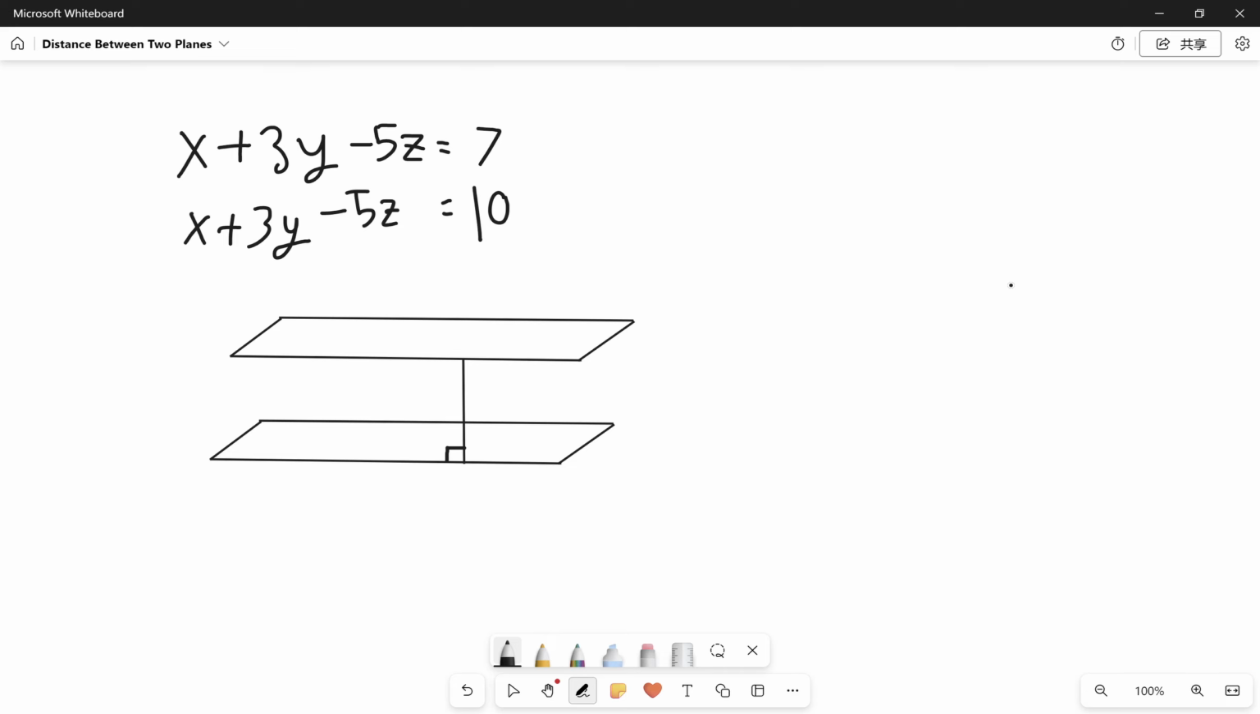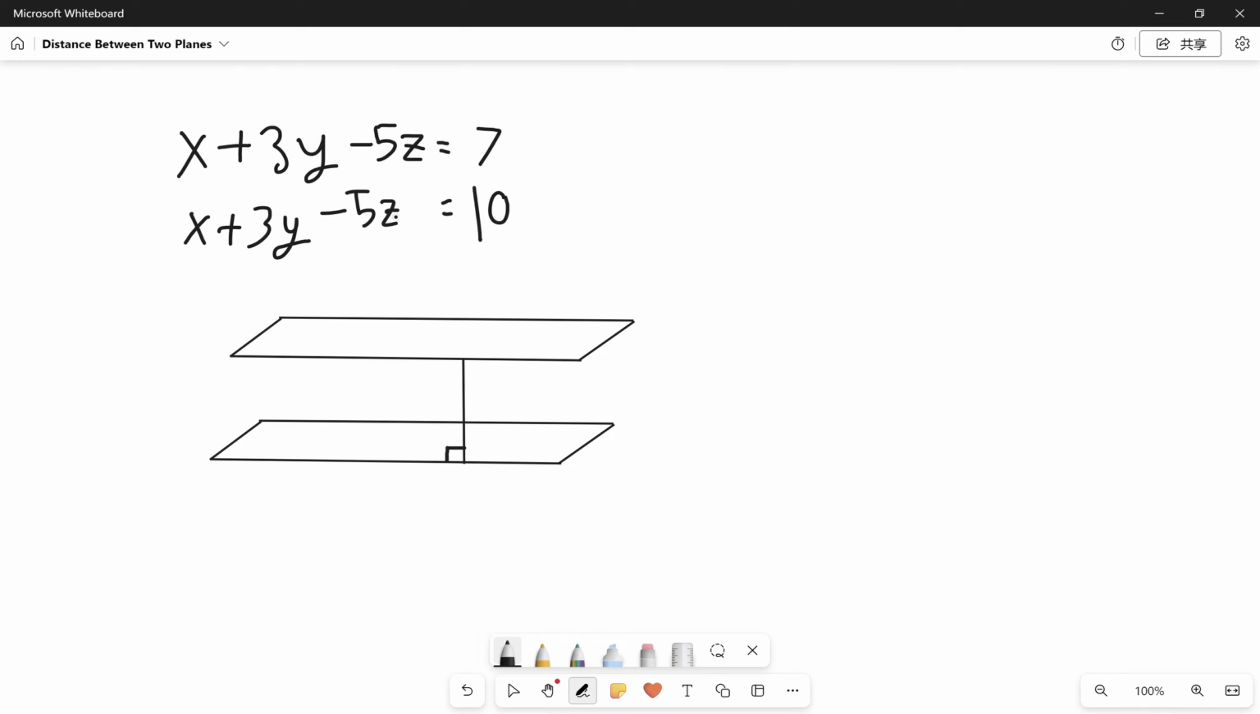Today we're going to do this problem to illustrate how we can find the distance between two parallel planes. Now we have two equations for the two planes: x plus 3y minus 5z equals 7 and x plus 3y minus 5z equals 10. They're obviously parallel because their coefficients 1, 3, negative 5 and 1, 3, negative 5 are multiples of each other, and this means that their normal vector is in the same direction.